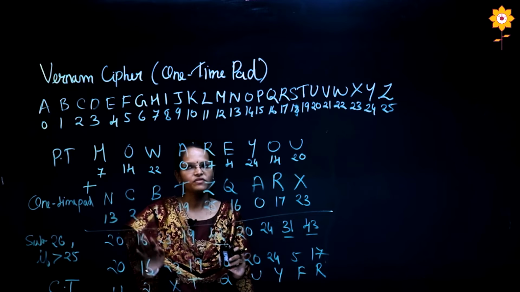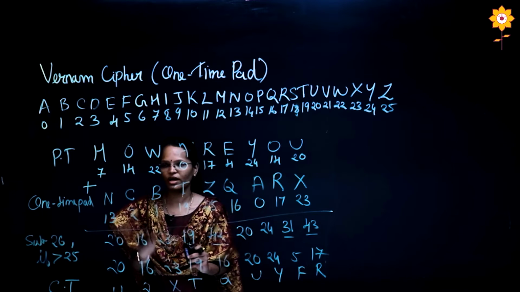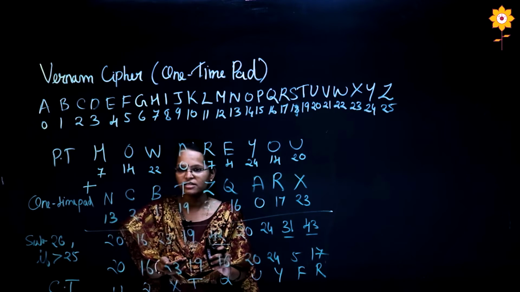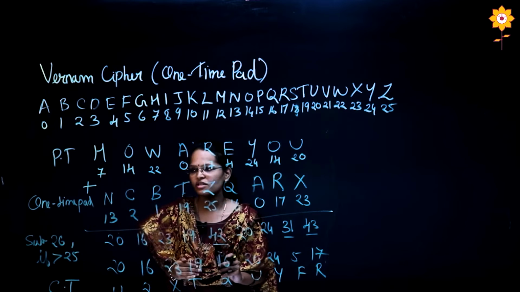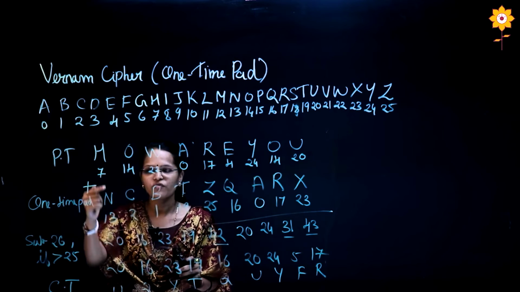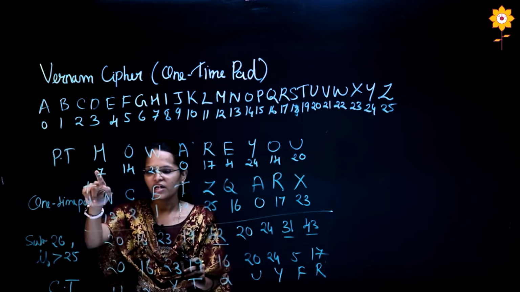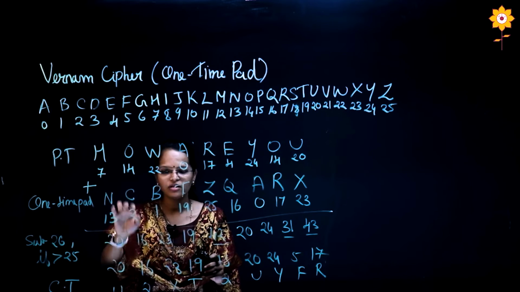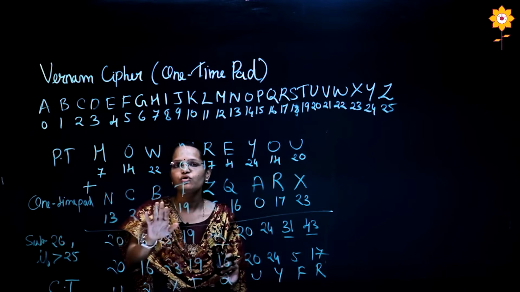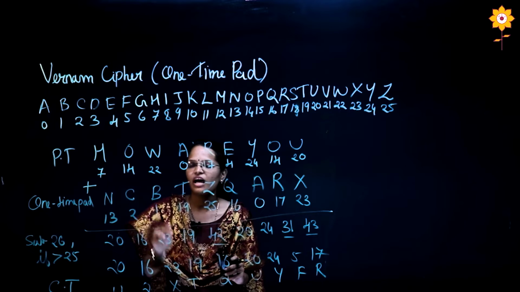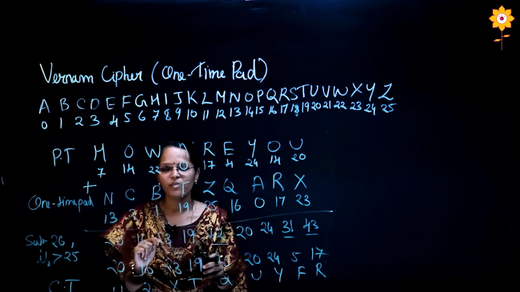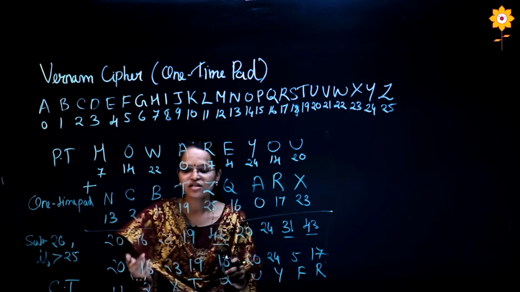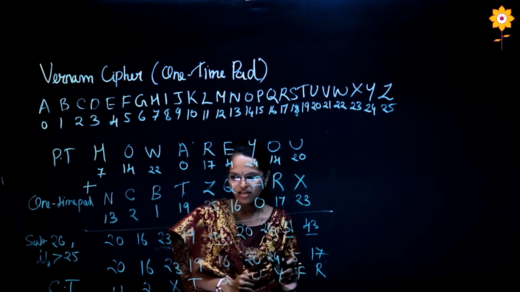Once you have numbered all the alphabets in the one-time pad and our plain text, the next thing we need to do is perform the addition of these numbers, such as 13 plus 7 will give you 20, 14 plus 2, 16. Like this you need to perform the addition of each alphabet in the plain text with the corresponding alphabet in the one-time pad. Thus you will get one numeric sequence.